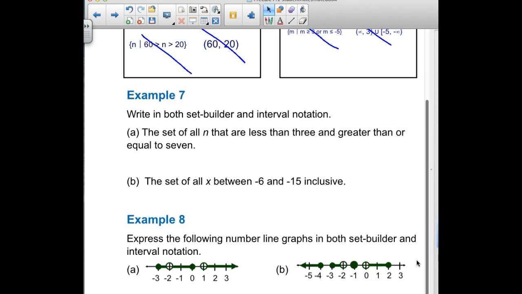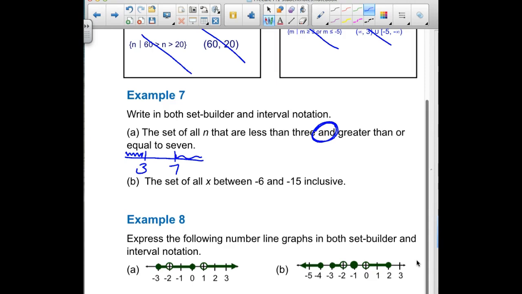Example 7. Write in both set builder and interval notation. The set of all n that are less than 3 and greater than or equal to 7. Well, if you think of a number line, here's 3, here's 7. Can we be over here, less than 3, and at the same time be greater than or equal to 7 over here? We can't be in both places at once. That would be an "or" statement.